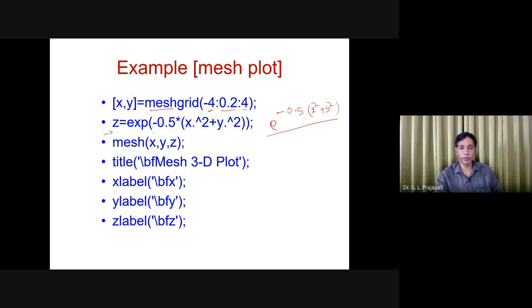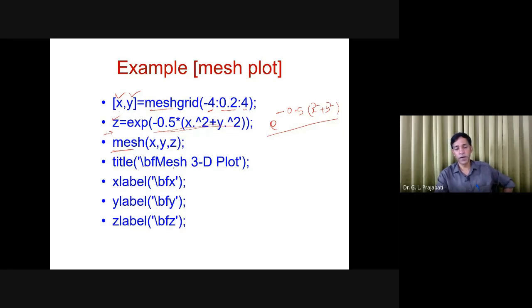This is the exponent completely. And what is the exponent here? 0.5 multiplied by x square plus y square. And here you need the dot sign because you are not going for matrix multiplication. This is the element by element square. And you are having the z value. Once you have the z value, then this is the function for plotting the mesh plot. Mesh x, y, z. So x is this, and y is this, and z is this, which you have computed. Now again, the remaining things are the same.